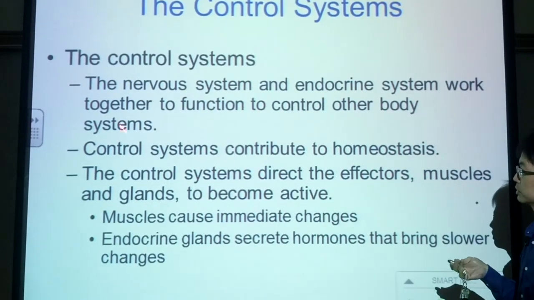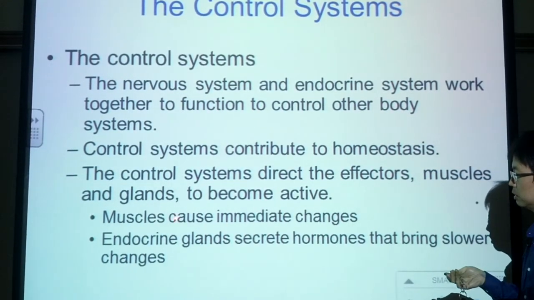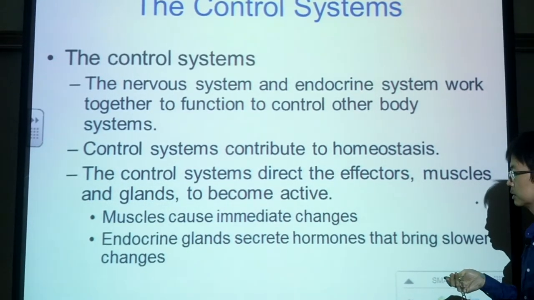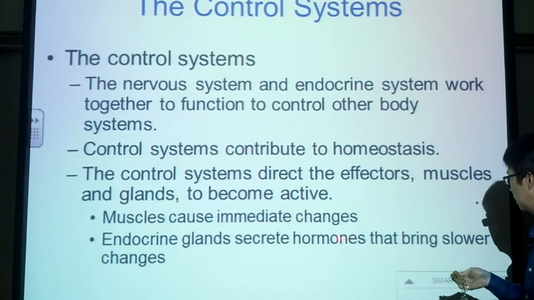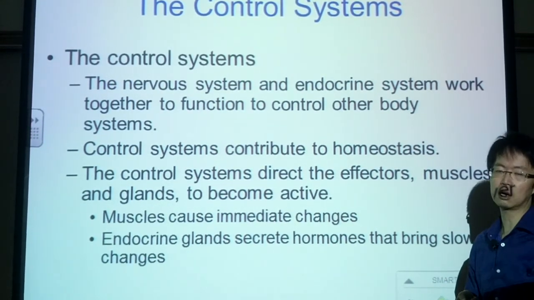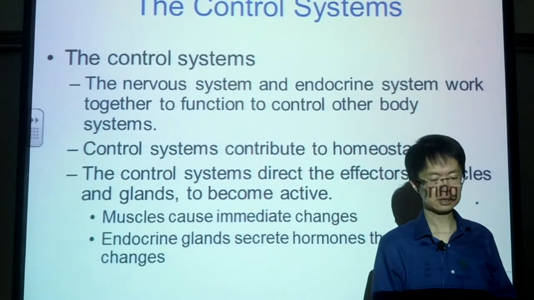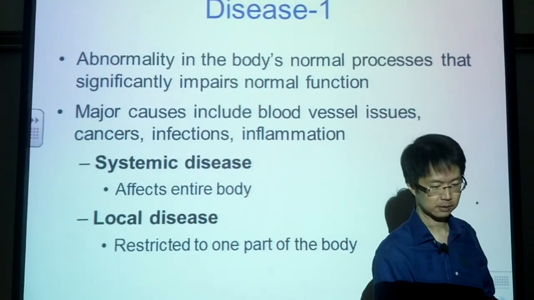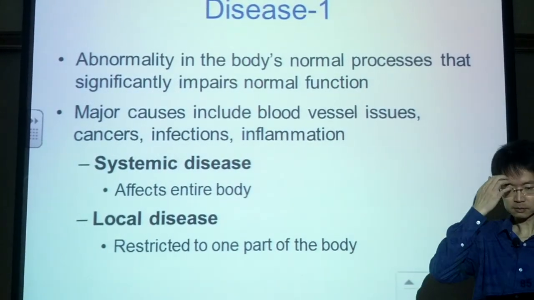And yes, your nervous system controls the muscle so that you can have immediate motor response. And the endocrine system controls endocrine glands that secrete hormones. Hormones take a longer time to bring out the action. The nervous system is very fast and immediate. Diseases.